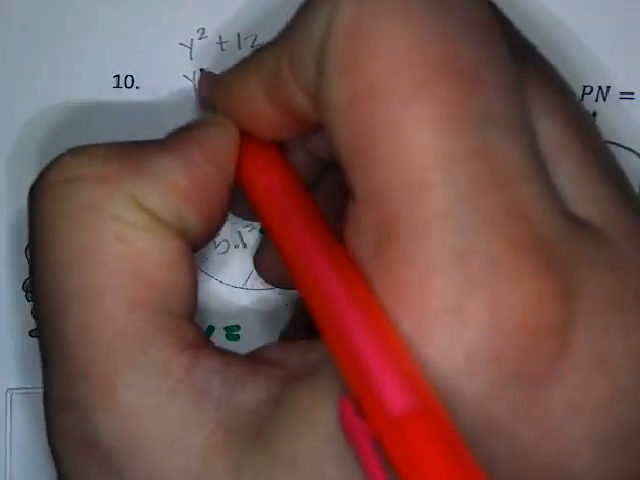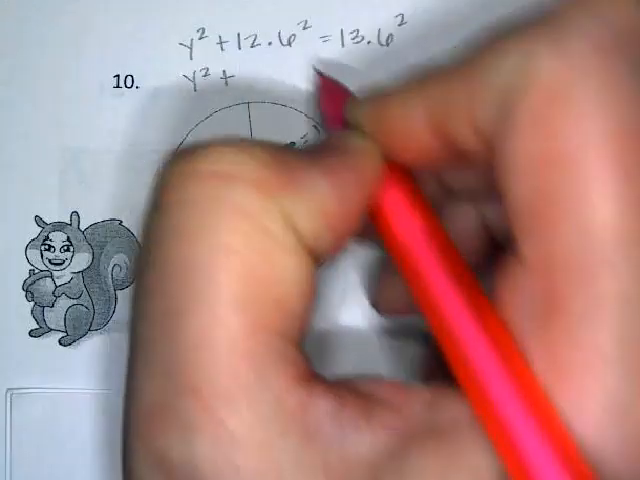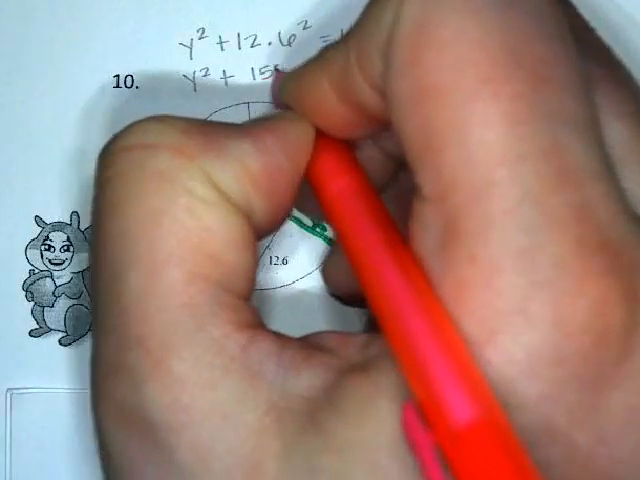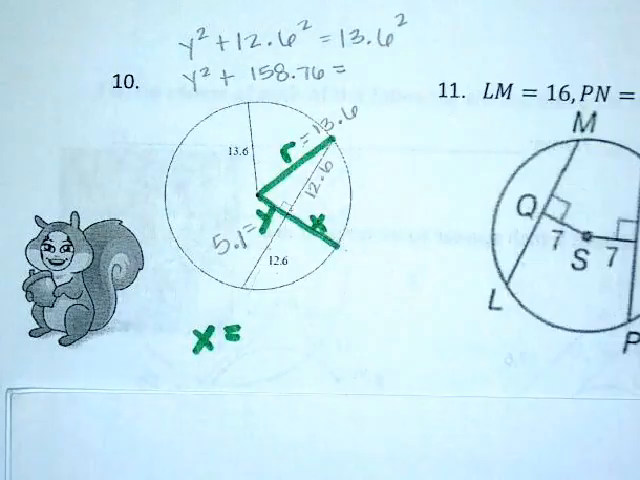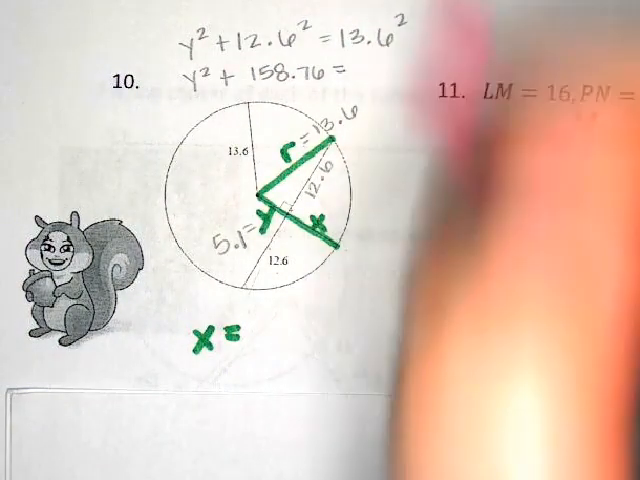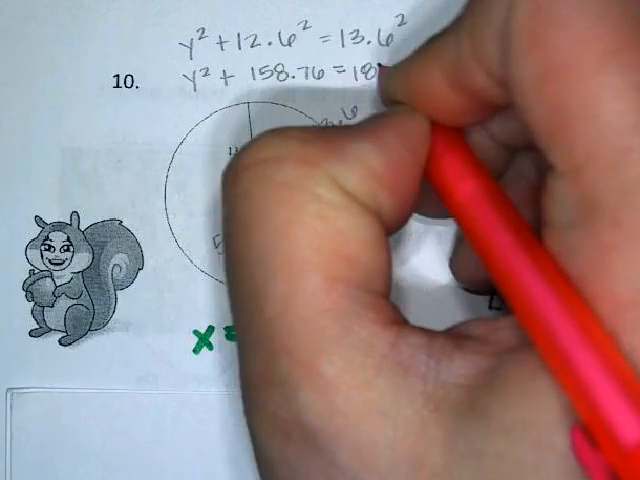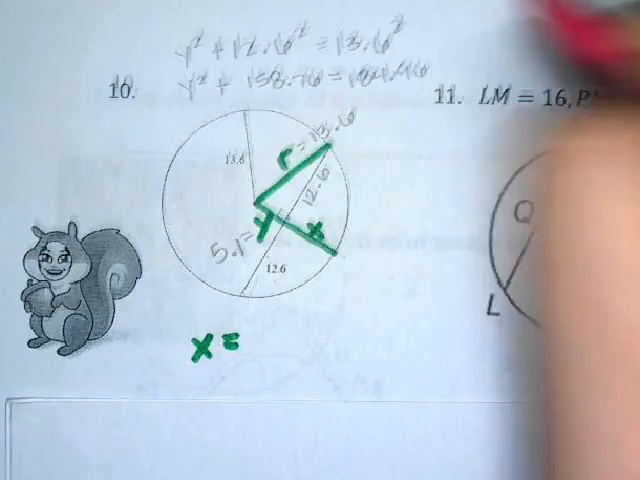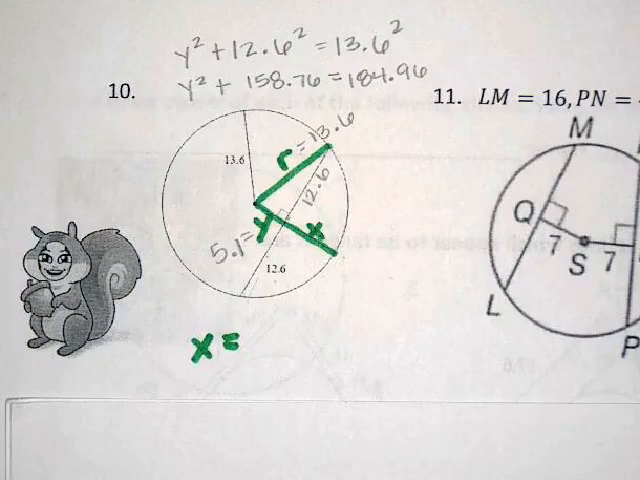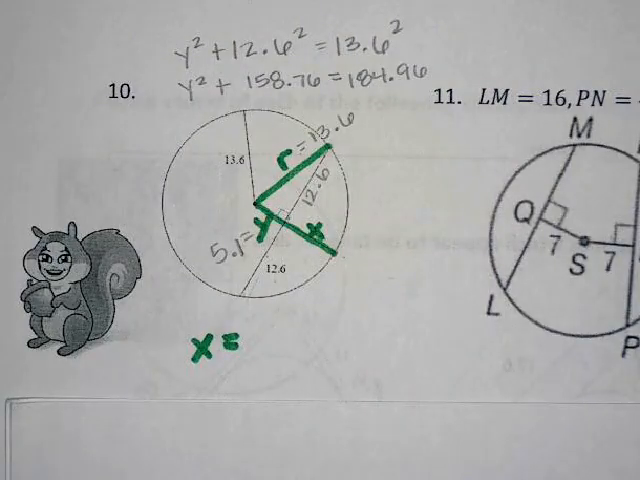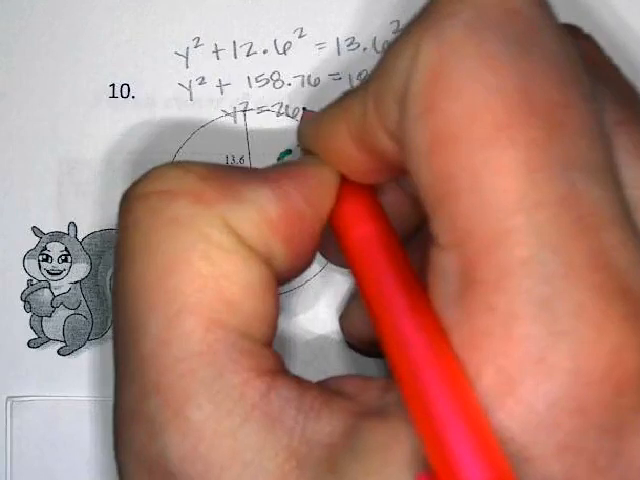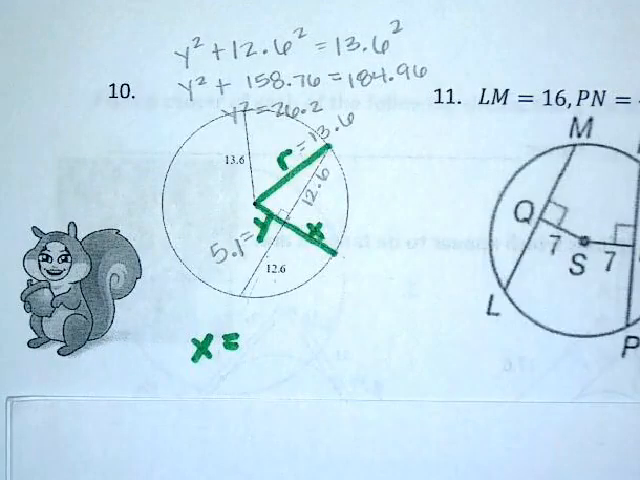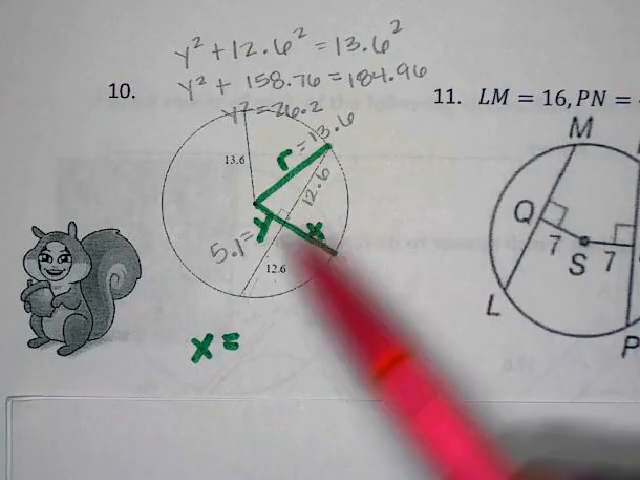Okay, so this is 158.76. This is 184.96. So y squared is 26.2. And then we got y is 5.1. Okay. And then if we know that y is 5.1, how do we find the x?